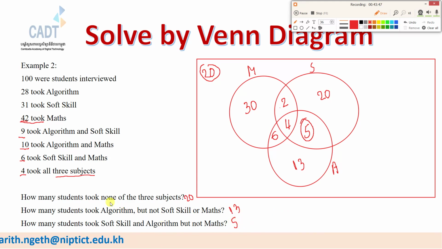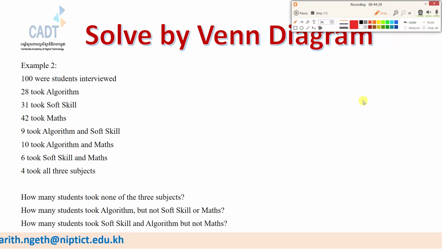So none took any of the 3 subjects is 20. Took algorithm but not soft skill or math is 15, just only algorithm. And how many students took soft skill and algorithm but not math is only 5 students. This is our solving problem with our Venn diagram.